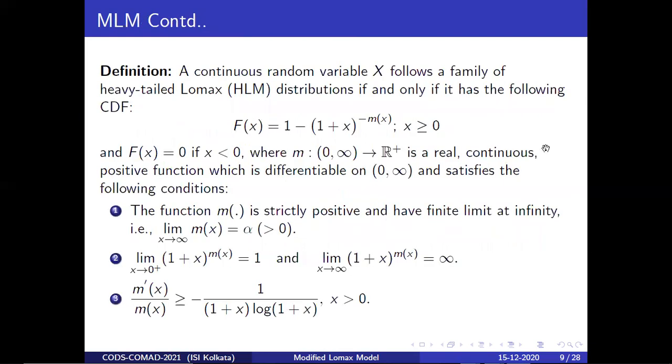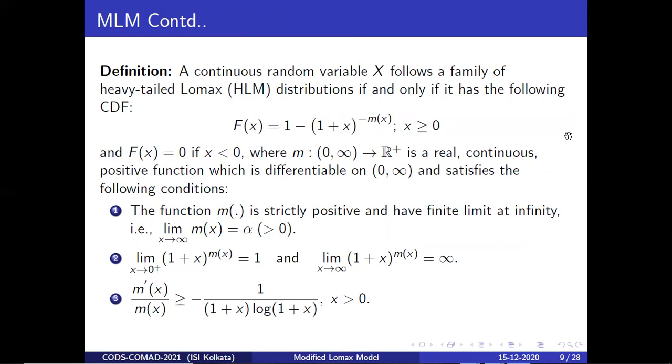Now we define the heavy-tail Lomax family as follows, where F(x), that is the distribution function of the heavy-tail Lomax model, equals 1 minus (1 plus x) to the power minus m(x). That is, we replace alpha with m(x). That is, m(x) is a function of the data itself. And to make it a distribution function, we take some assumptions on m(x).